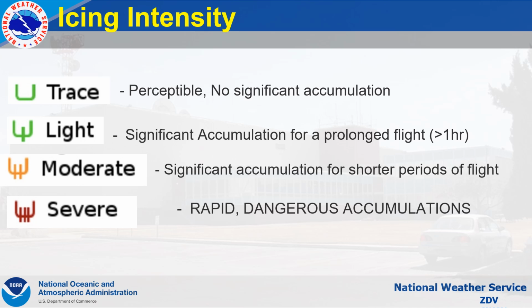As a controller, you are of course required to solicit PIREPs for the presence of light icing or forecasted light icing, which is different from turbulence, where moderate or greater is required in solicitation. Trace icing is perceptible, but no significant accumulations are occurring on the airframe. In light icing events, significant accumulation for a prolonged flight is possible, greater than 1 hour. As we get into moderate icing, significant accumulation for shorter periods of flight, and then in severe icing scenarios, rapid dangerous accumulations can occur in even less than a minute in some cases.